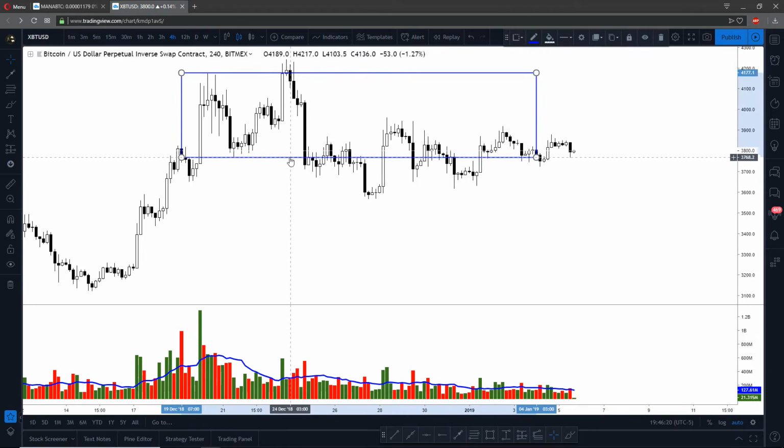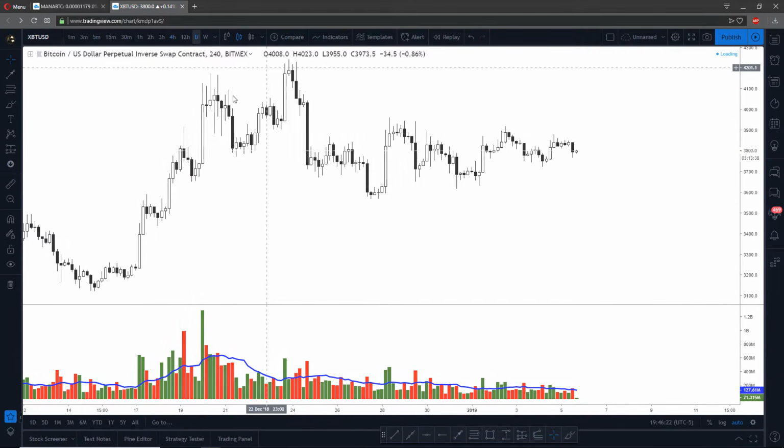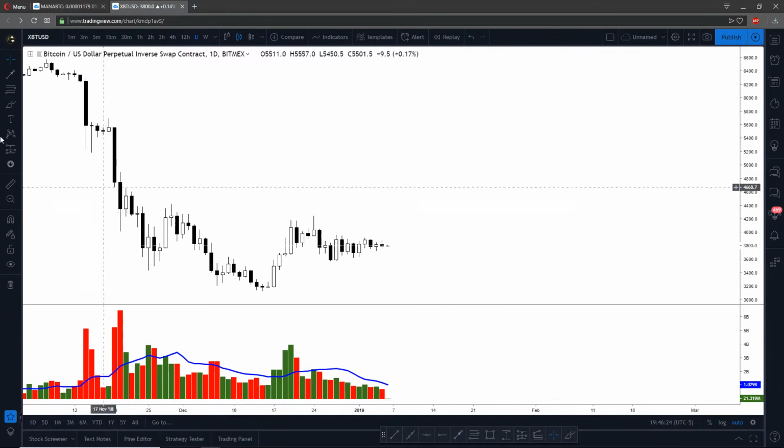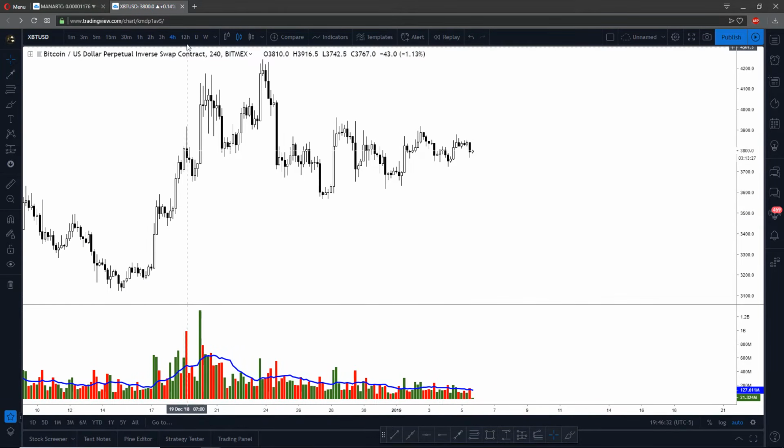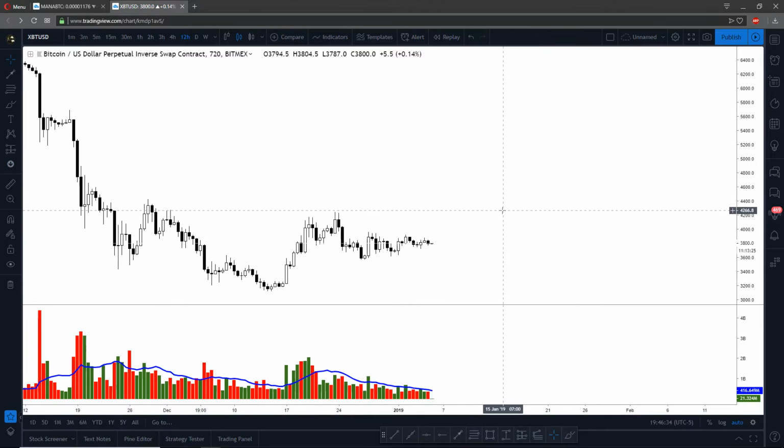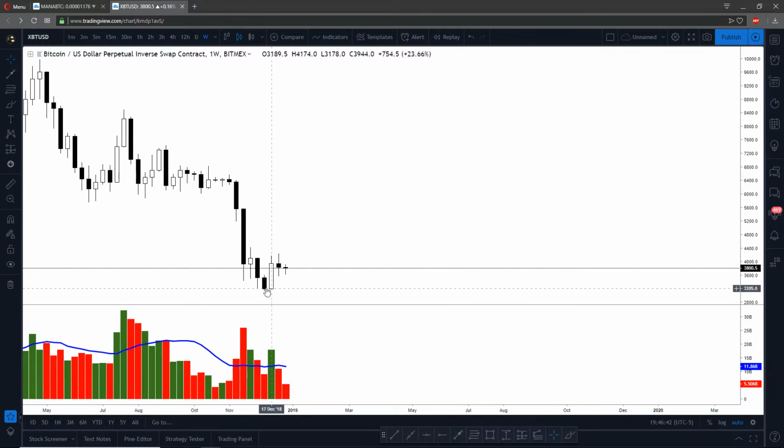But now we're looking at more of a daily setup. We're looking at this here. Actually more of like a... This one's hard here because this one is more of like a 12-hour distribution. But if we look at it on a weekly, it's a weekly accumulation.